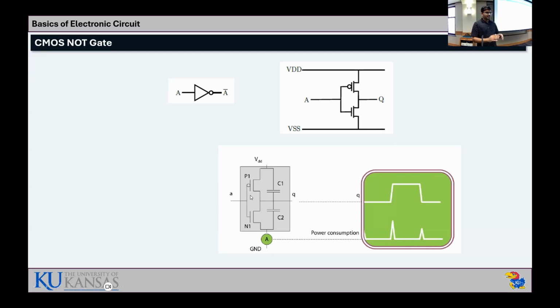In a real circuit, we have billions of transistors. So you'll get a different power trace here, not this straightforward power trace.